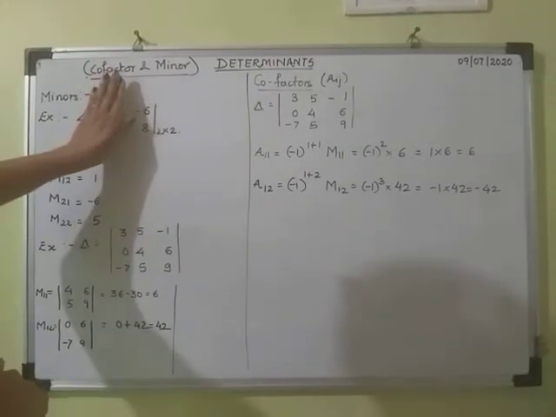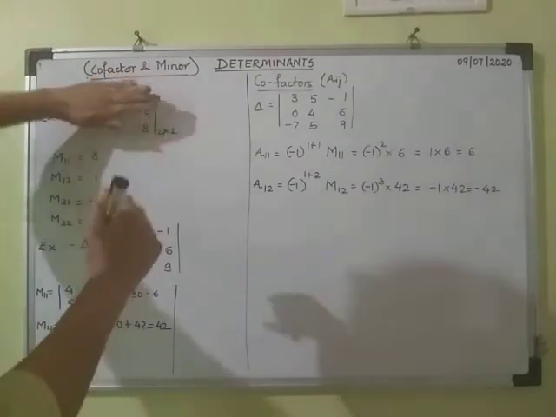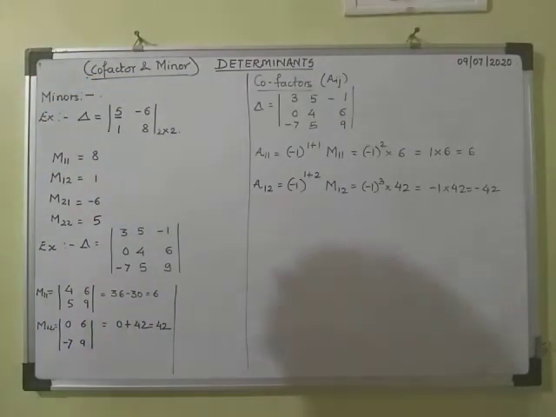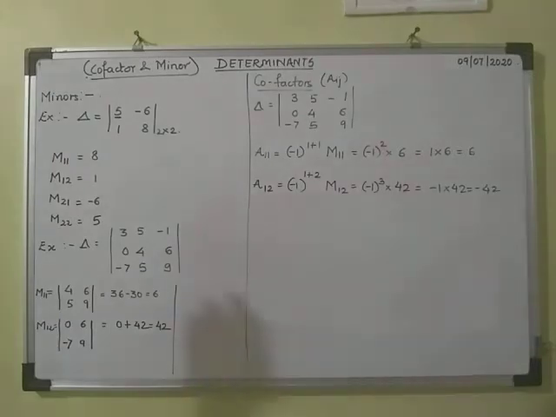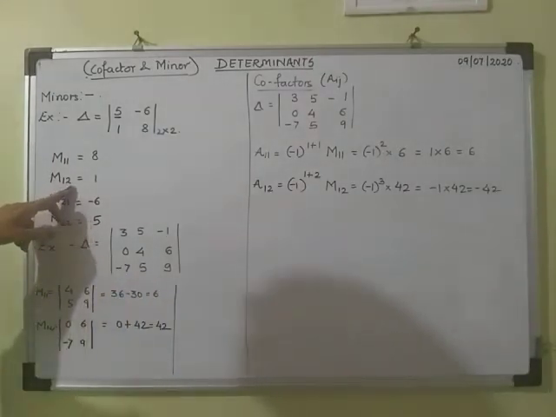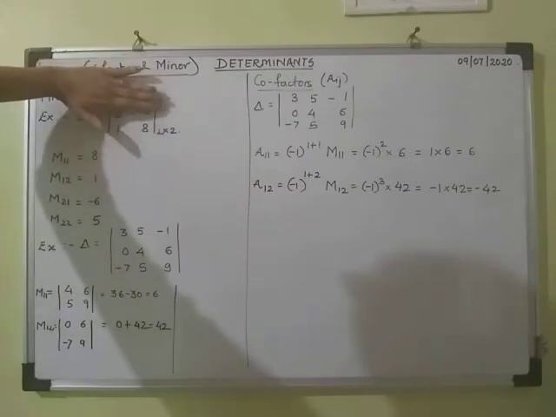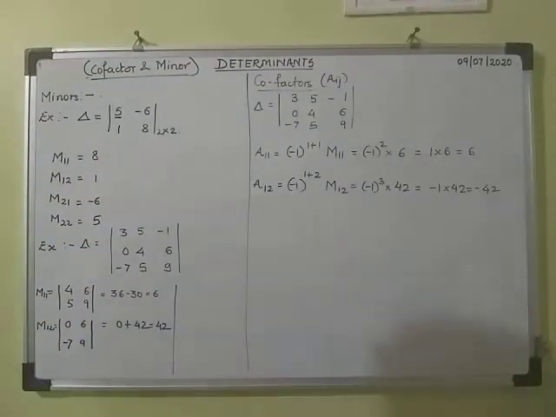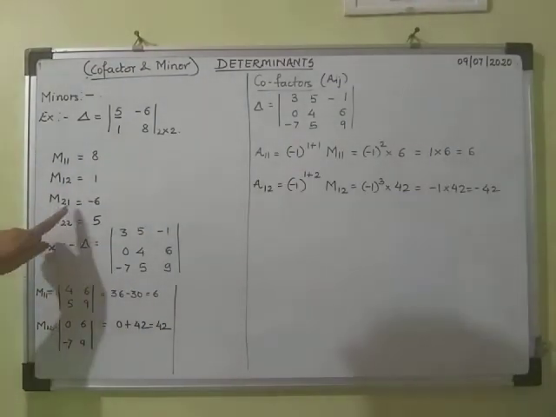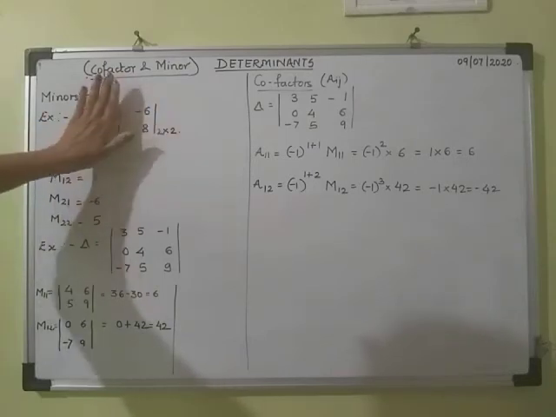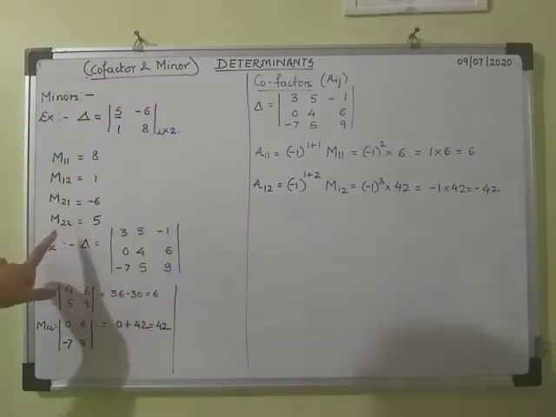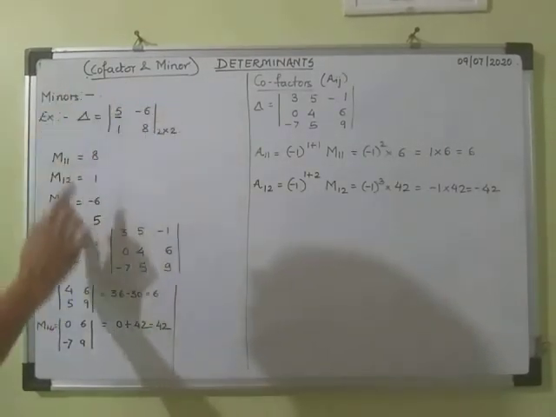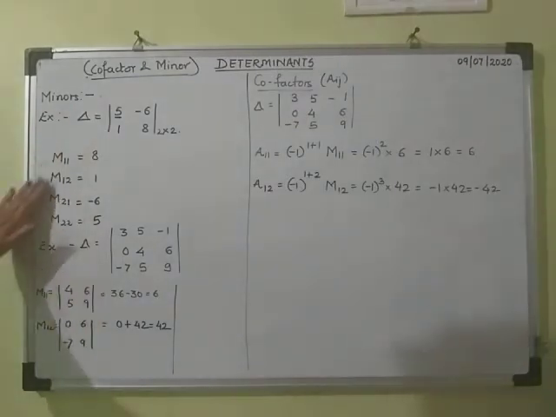So now what you have to do? Leave the first row and the first column, and whatever element remains becomes its minor. Then minor of 1 2: you leave the first row and second column, and whatever remains becomes the minor. In the same way M21, second row, first column, that is 6 minus 6. Same way M22, second row, second column, which is 5. Okay, so these are minors.